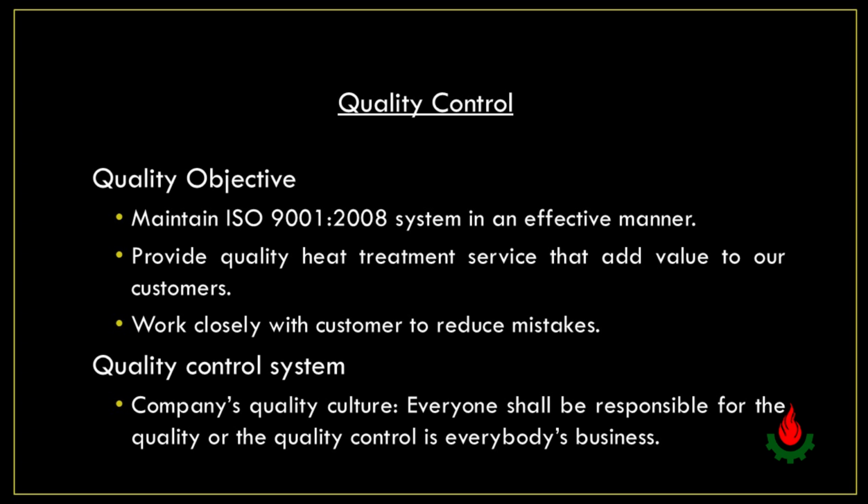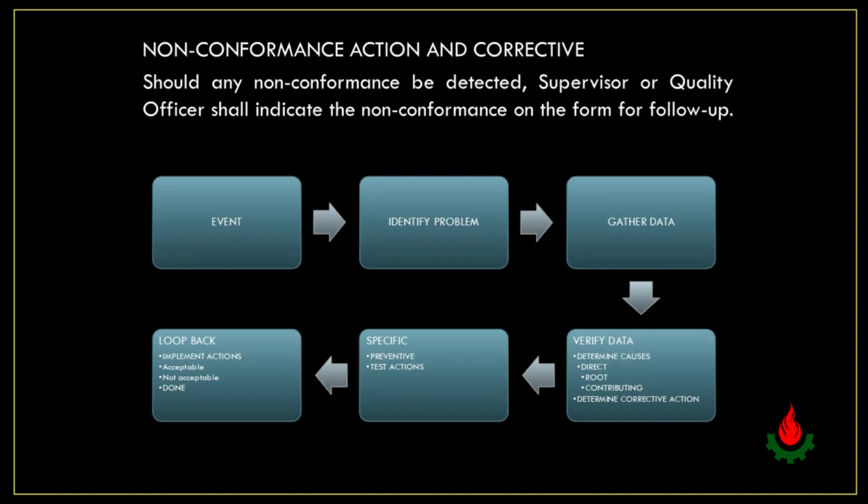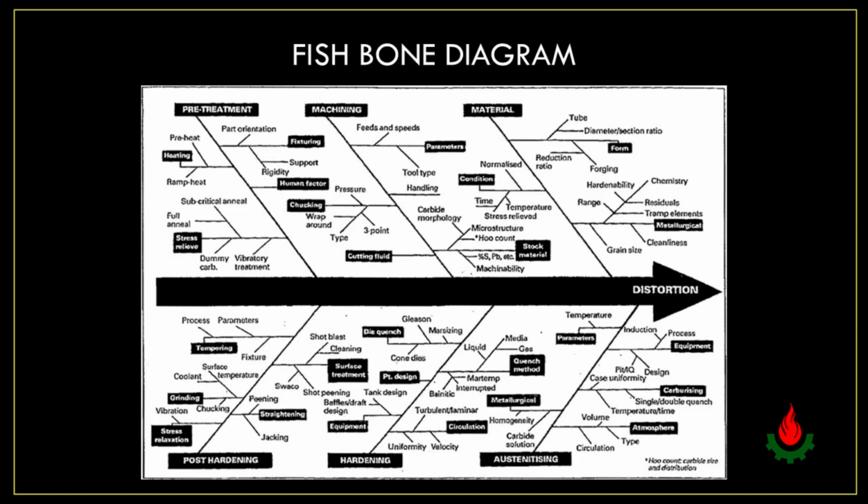Everyone shall be responsible for quality, or quality control is everybody's business. ISO 9001 and internal audit. Internal audit and external audit are specified in the documented quality manuals and carried out on a regular basis. Nonconformance action and corrective action. Should any nonconformance be detected, the supervisor or quality officer shall indicate the nonconformance on the form for follow-up. Fishbone diagram.